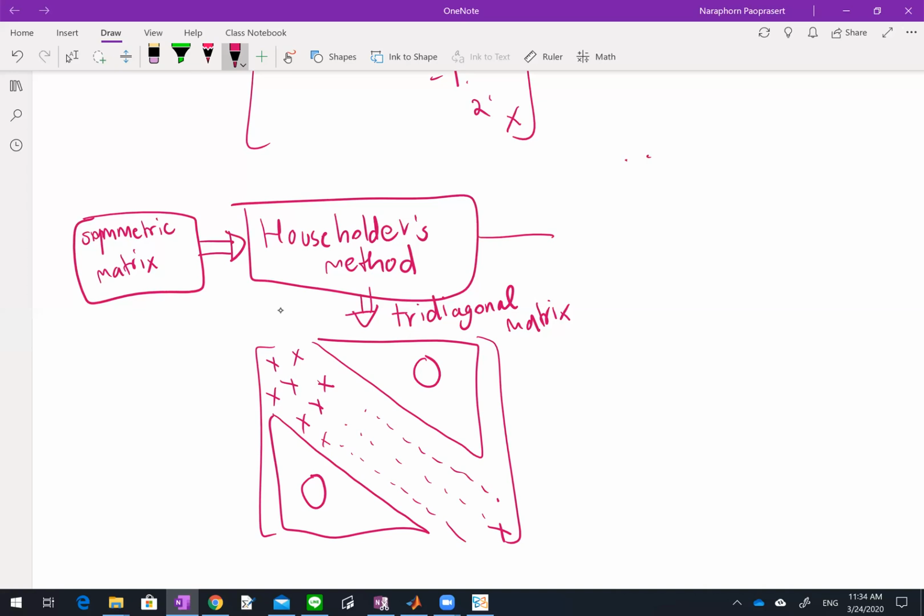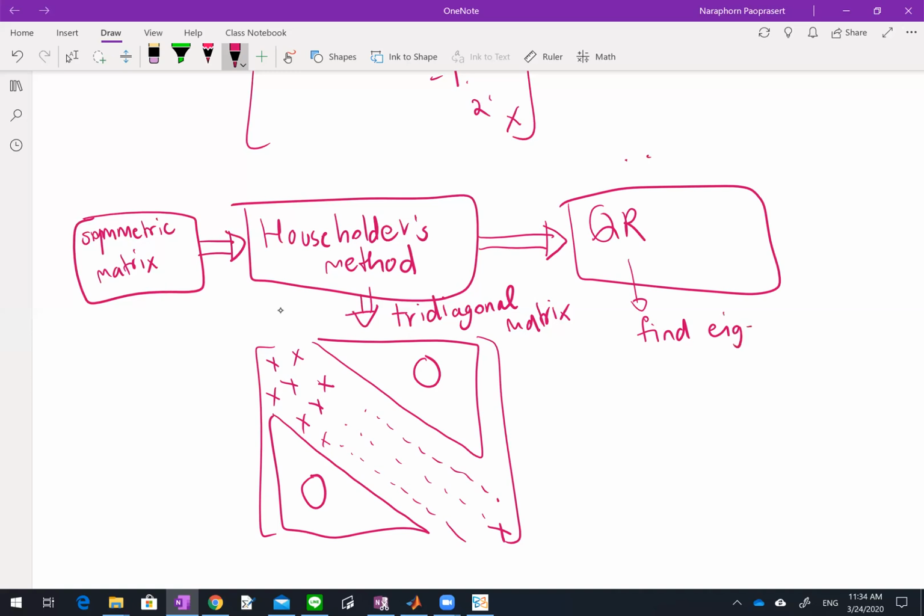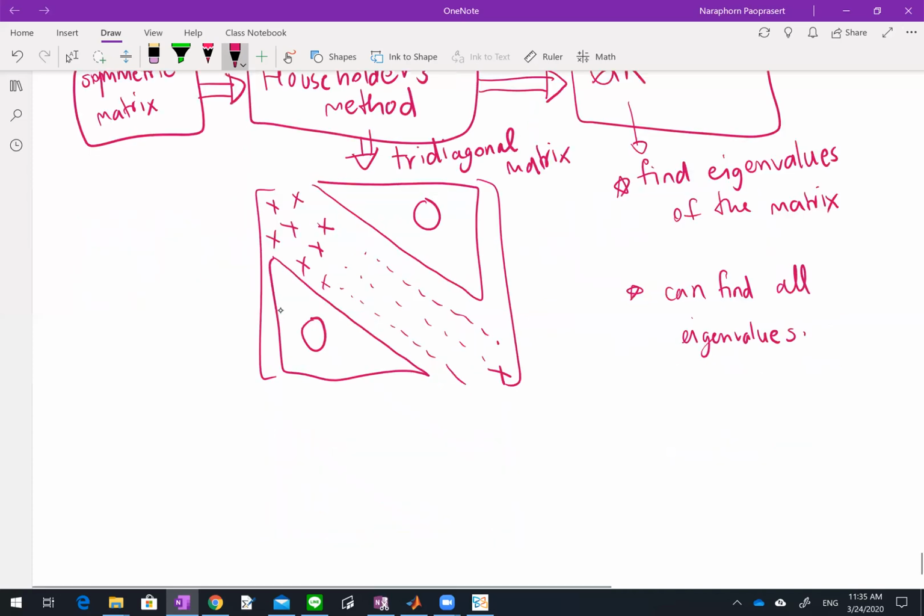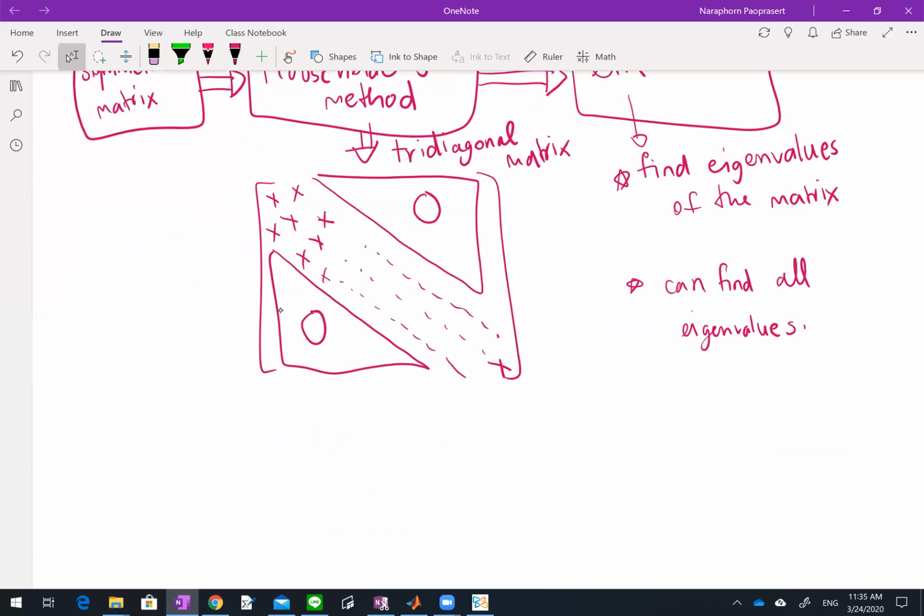So the Householder method is basically going to change the symmetric matrix into the form of a tridiagonal matrix. And once you have a tridiagonal matrix, your QR method is going to find the eigenvalues of the matrix. The nice thing about the QR method is that it can find all eigenvalues. So this is pretty much the underlying idea of the Householder and QR methods. Let's begin with the Householder.